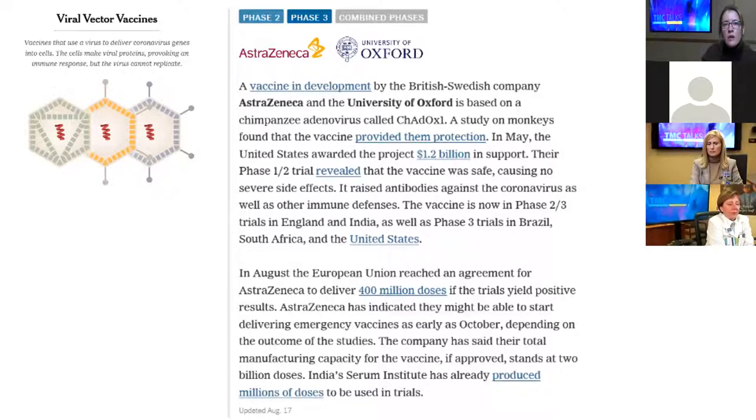What we are doing in the United States is we're also using this technology, and this is the vaccine that we're actually currently testing here at Children's Mercy in conjunction with KU Medical Center. The vaccine was developed at Oxford University, and so you have heard of it as the Oxford vaccine, but they collaborated with AstraZeneca to be able to increase research studies across the world and production. So you've also heard of it as the AstraZeneca vaccine.